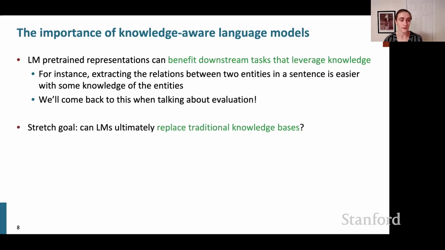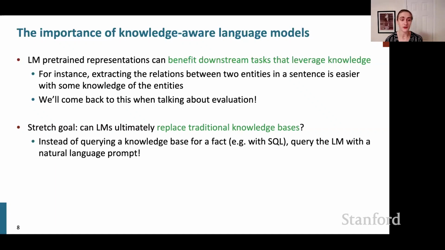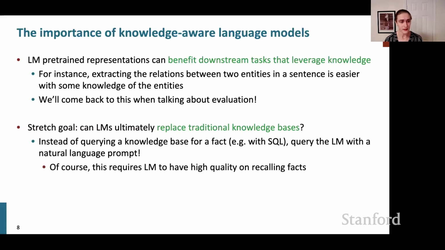And then as a stretch goal, some researchers are starting to propose the idea: can language models ultimately be used to replace traditional knowledge bases? Instead of querying a knowledge base for a fact, like you might right now with SQL, you would query the language model with a natural language prompt. And of course, this does require the language model to have high quality on recalling facts. So we might not be there yet, but it's an interesting direction for us to be moving towards.